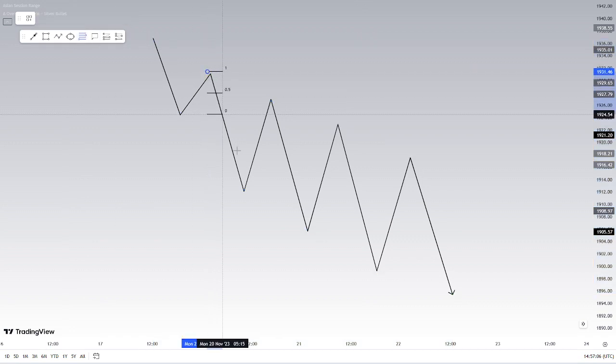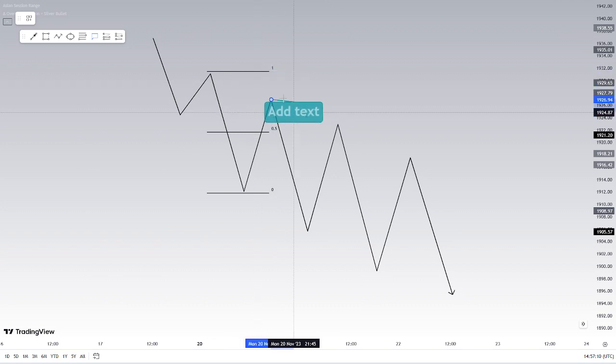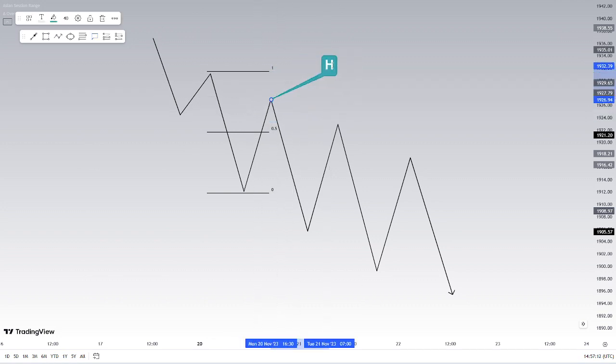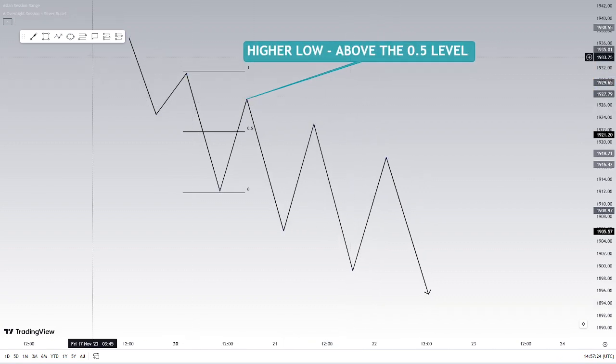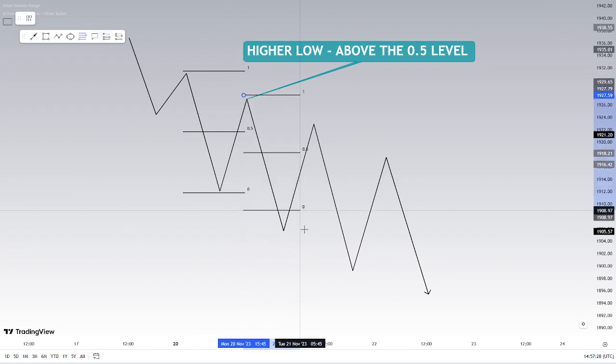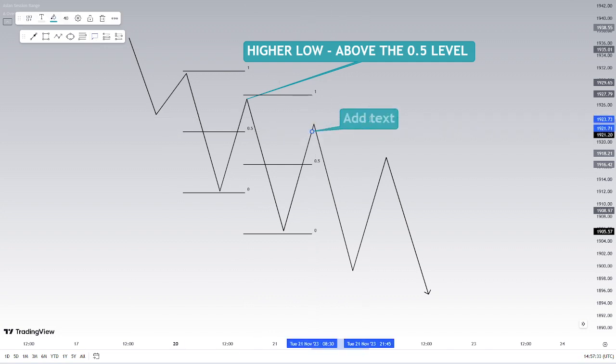So if we just use our fib tool to project, it's important to understand that the higher low over here is above the 0.5 level. This time it's above the 0.5 level, okay? We see the same thing over here when we use our fib tool from the high down to the low. We see price heading above the 0.5 level.